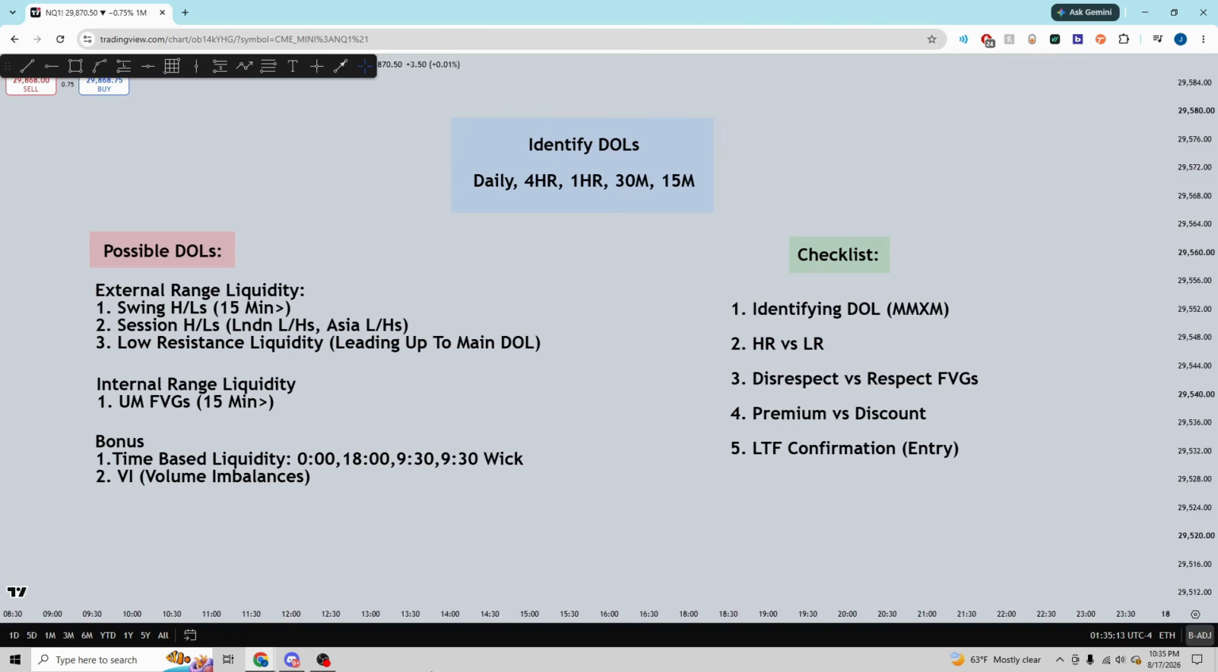In today's video, we're going to go over how I find my draw on liquidity. This is what I do every single morning to determine my bias for the day. You guys can also see me doing this in trade recaps.